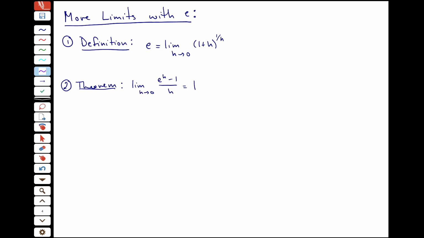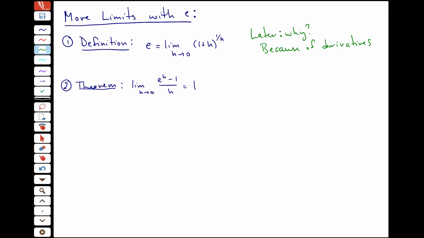So the actual definition of e, people ask me about this, and they're like, what is e? Well, it's kind of like pi, but it comes from a different place. And the actual definition of e is that it's the limit as h goes to 0 of the quantity 1 plus h raised to the 1 over h power. And we'll see why later. The short answer is that it has to do with derivatives. But for the moment, this is the definition of e.